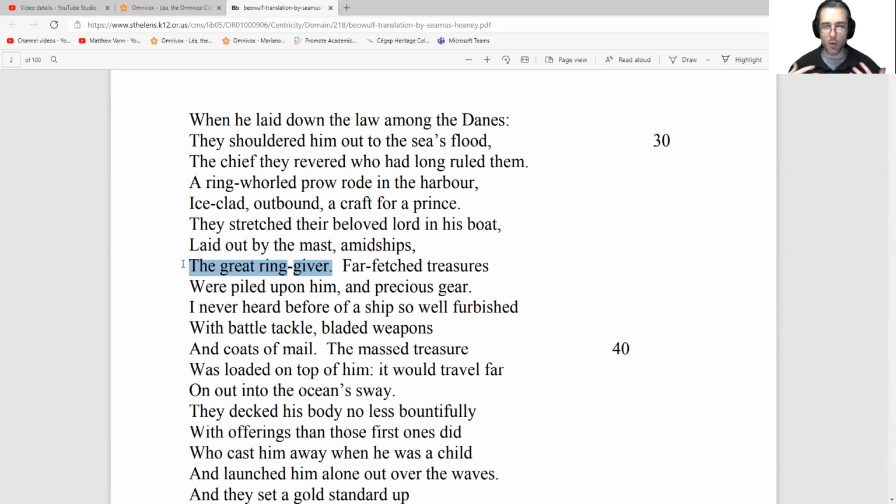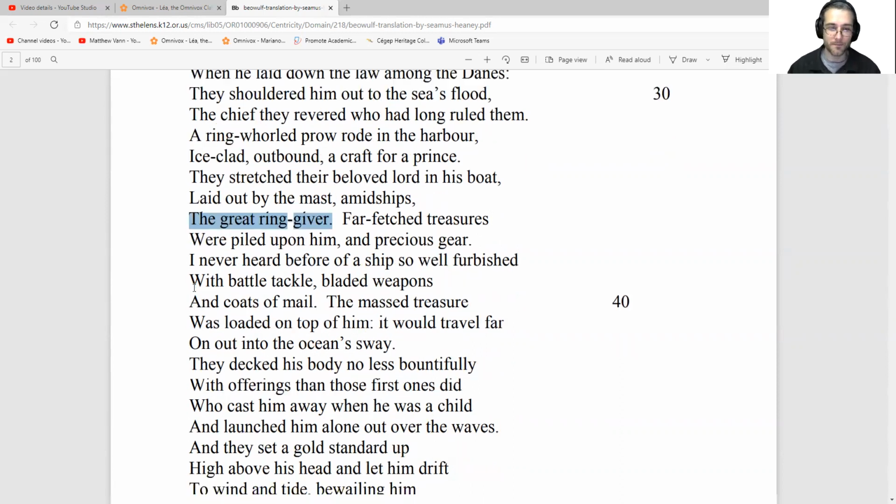They decked his body no less bountifully, so they're piling treasure upon treasure, weapons, shields, bucklers, armor, gold inlaid and embossed artifacts, rings, as a testament to the man that he was. Because that honor that he's won is who he is. That is his identity to this culture.